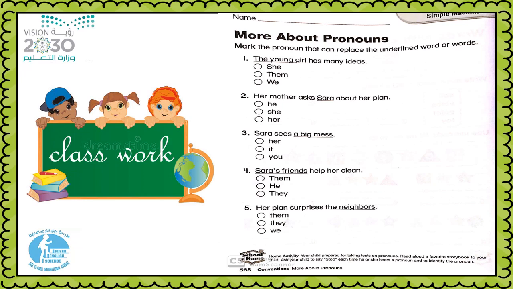Number 3. Sarah sees a big mess. There's a line under a big mess. And before this, there's the action verb sees. Now, a big mess is a thing. It's not a person, it's a thing. So we're going to say Sarah sees her, or Sarah sees it, or you. Of course, it, because a big mess is a thing.